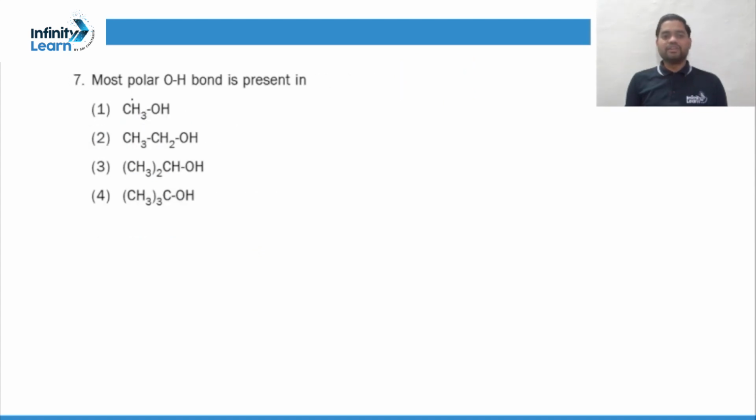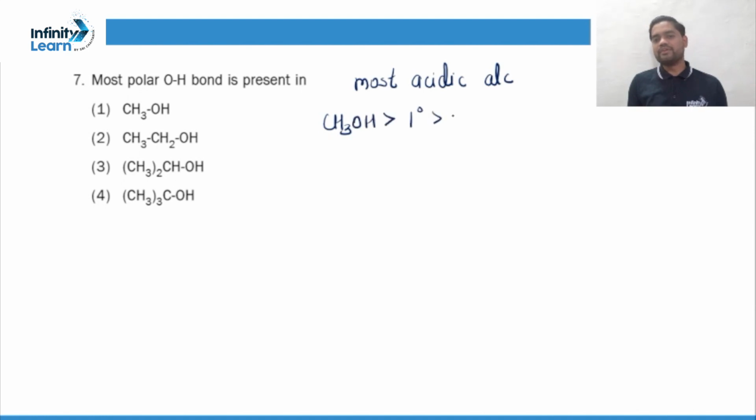Talking about 7, the most polar OH bond is present in. The most polar OH bond also means the most acidic alcohol, and you know the order. The order for most acidic alcohol is methanol, then comes 1 degree alcohol, then 2 degree alcohol, and then 3 degree alcohol, and hence the right answer is option number 1.